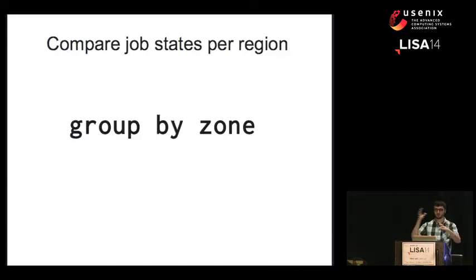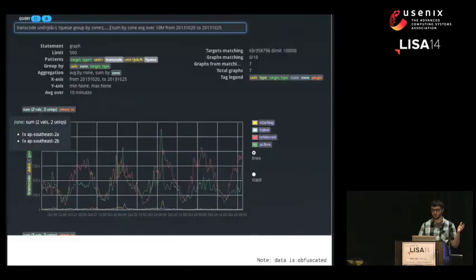But we can visualize this entirely differently if we just say group by zone. So now in this case, we actually have a graph comparing per Amazon region, which is still the sum of those matching zones, how many jobs do we have that are starting, how many are failed, how many are active, and so on.